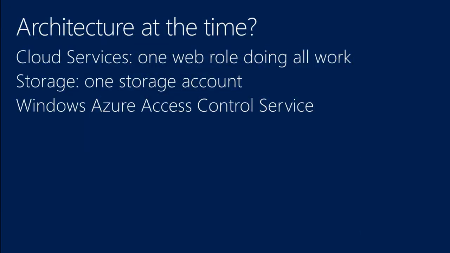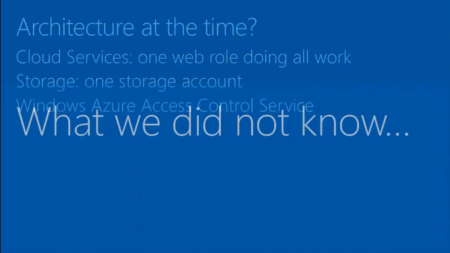So the architecture: we were running on one instance on cloud services. Again, we were cheap. We didn't think there were people going to use our service. So we just deployed on one machine. If the machine goes down, the service is gone. Storage accounts, just one storage account containing all the feeds, containing all the user data, and so on. And then, of course, Windows Azure Access Control Service.